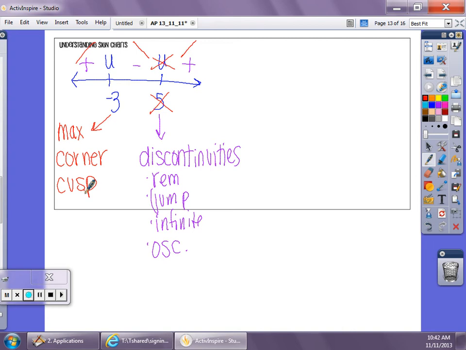I'm telling you, if you see a sign chart and they're crossed out, it's the same thing for you. If you have a removable discontinuity at x equal to 5, when you do your sign chart, removable discontinuity means derivative doesn't exist either. That's why it has a u. But it's crossed out because the point doesn't exist. We cross it out so you never get confused thinking that's a minimum. Okay? That's probably the major thing that I wanted you guys to know from there.